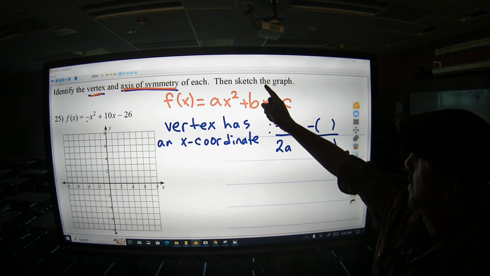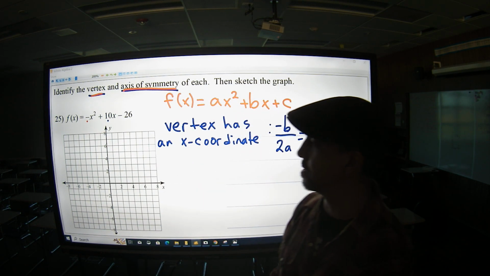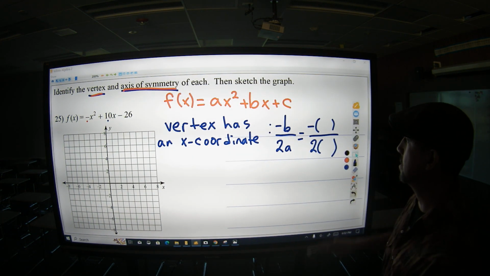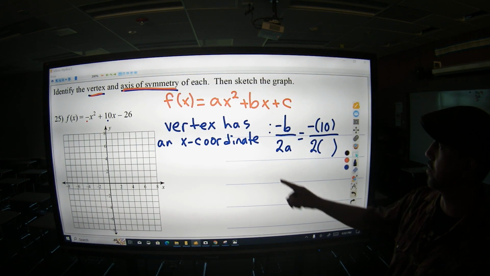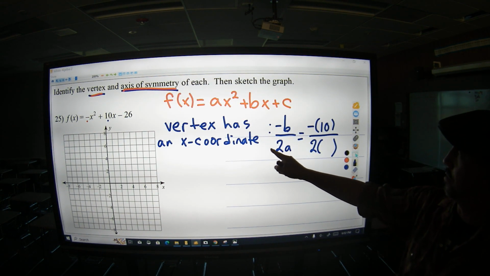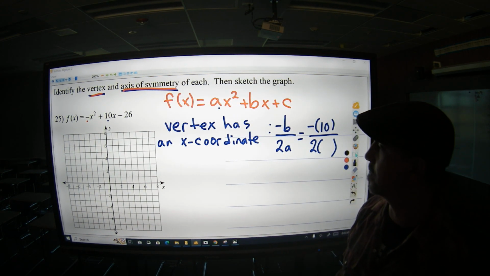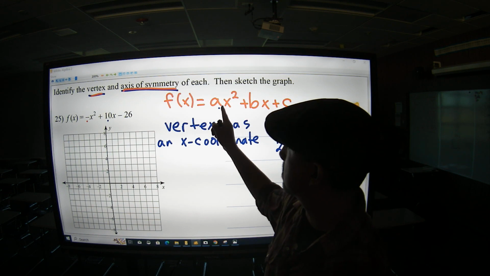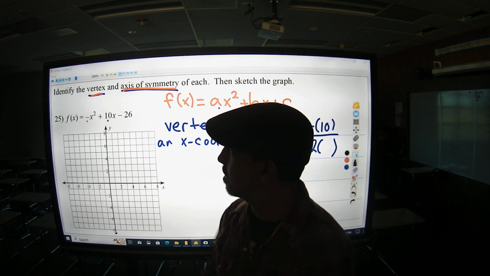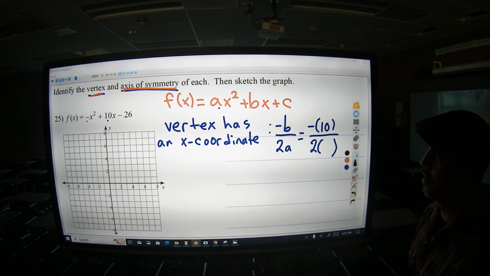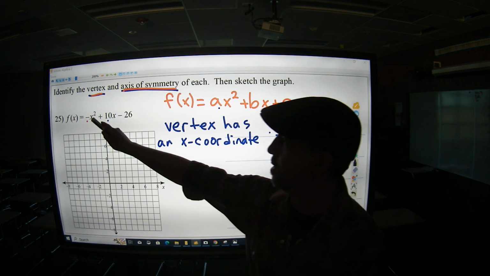So the value of b is the number in front of our linear term. That's the coefficient of our linear term. So that's a 10. So I see right here, I'm going to put 10 in for b. Now the a value is the number in front of x squared. Again, that's the leading coefficient, the coefficient of the quadratic term. And it says negative x squared, so please don't think that it's zero, because that's an invisible negative one. So when you see no number right there, that's a one.